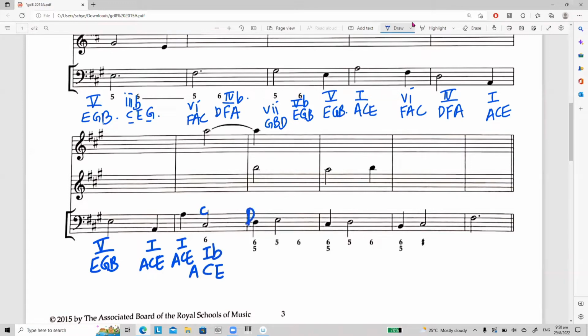Next one, this is a D. D count 6 steps is B. D, E, F, G, A, B. So 6 steps. D count 5 steps, D, E, F, G, A. So these 3 notes don't form a chord. So what you can do is look for 2 notes that are a third apart. So B to D is a third apart. For instance, B is here, D is here. They are a third apart. So the leftover note is A.